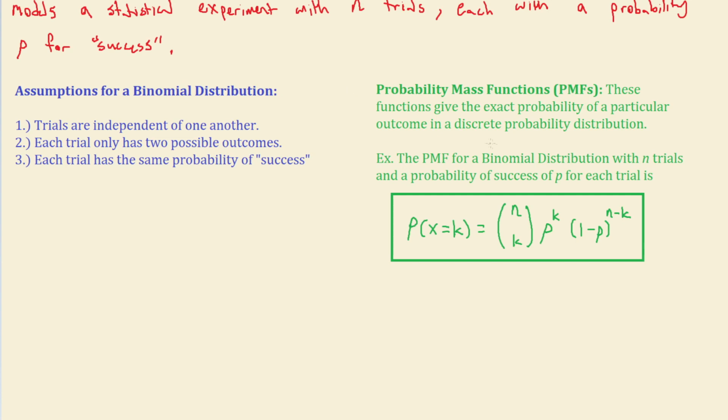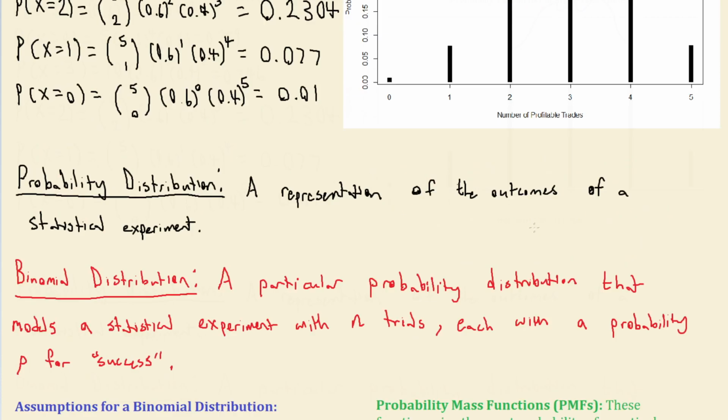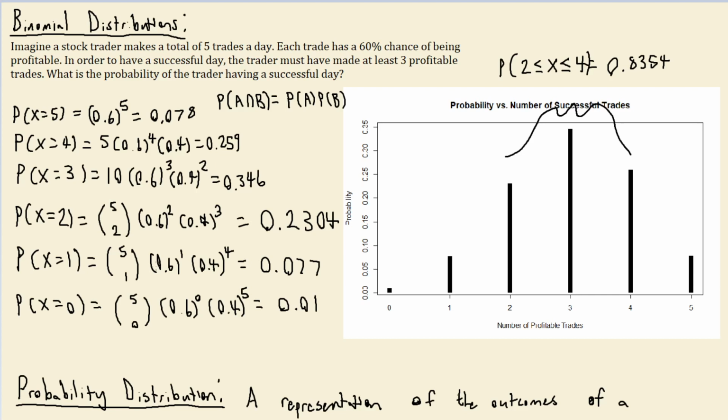And so the PMF for a binomial distribution with n trials and a probability of success of p for each trial is this formula right here. The probability that x is going to be equal to k is equal to n choose k multiplied by the probability of success to the power of k multiplied by the complement of that, 1 minus p to the power of n minus k. And this formula, don't be thrown off by it. This is just exactly what we have been doing this entire time. All of these formulas right over here are just the application of the binomial probability mass function.